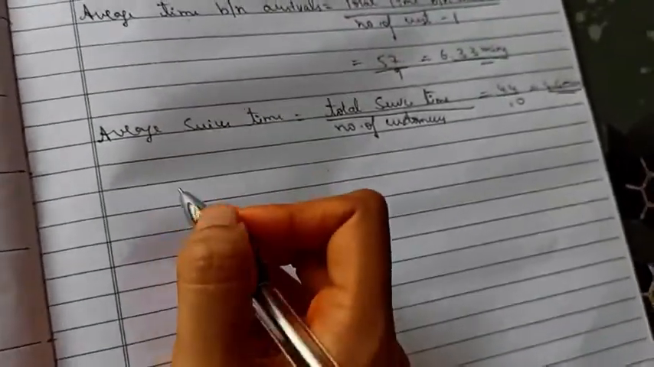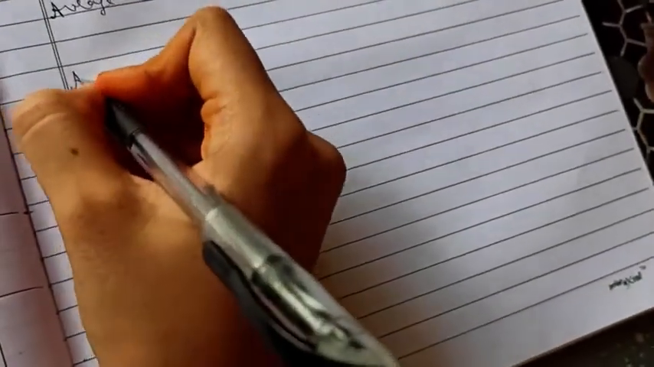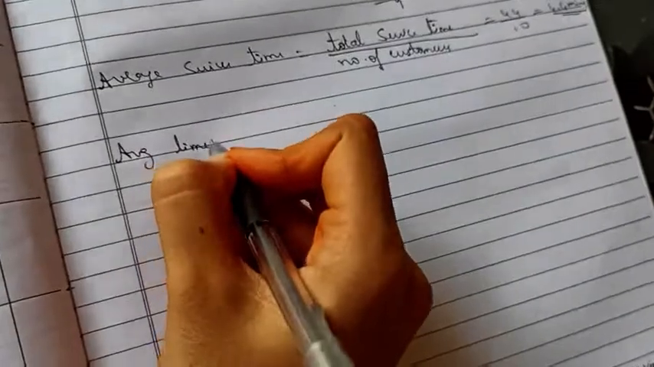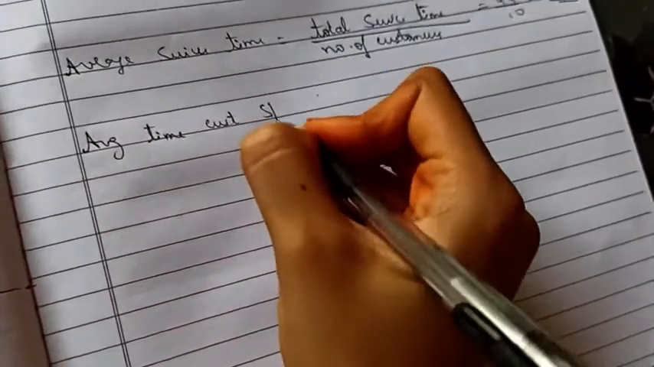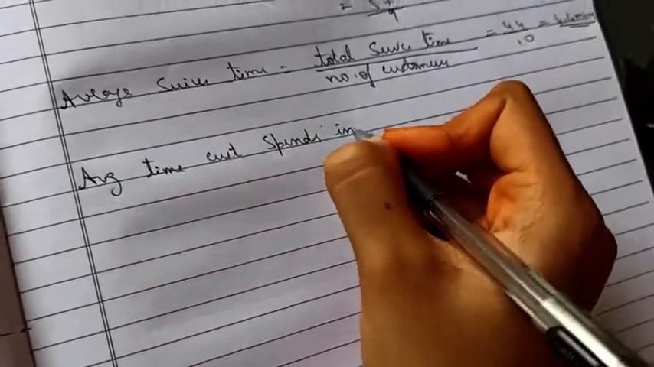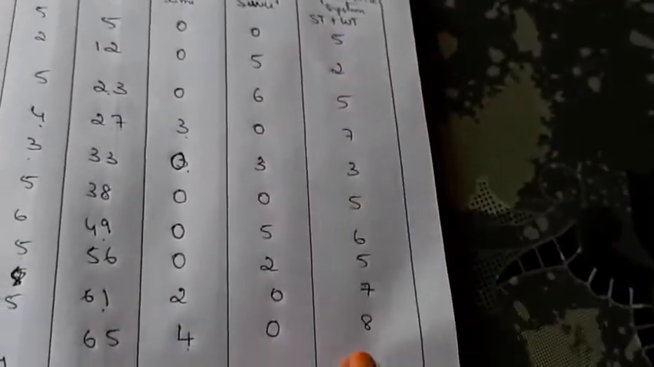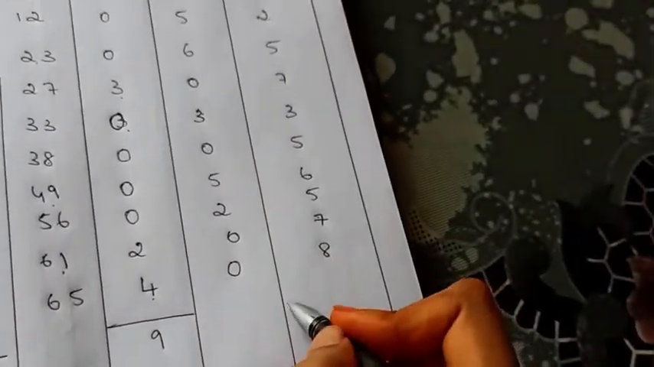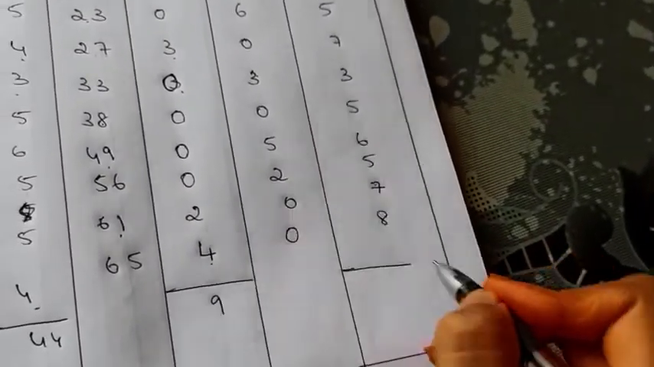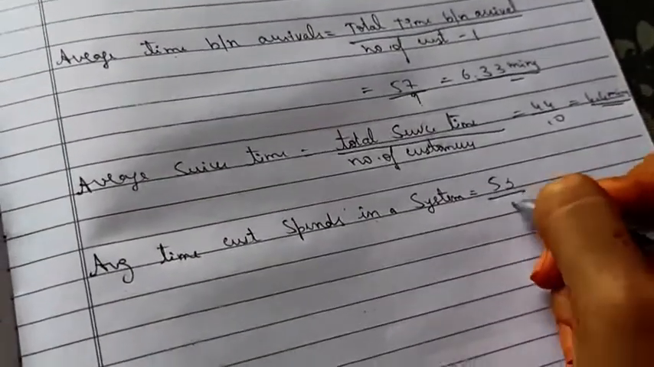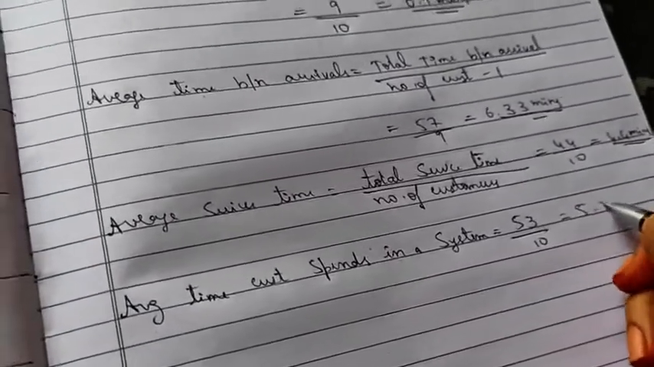Next it is the average time a customer spends in the system. That is total time customers spend in the system divided by number of customers. Total time customers spend in the system is 53 minutes. So it is 53 by 10, that is 5.3 minutes.